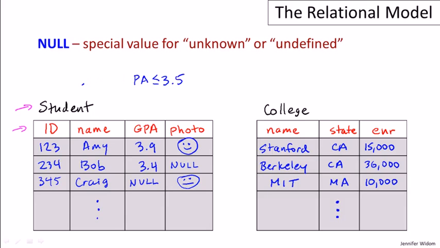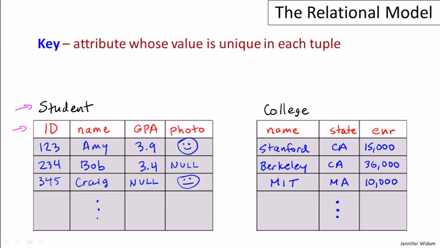Let me erase this now, and let's move on to our next concept, which is the concept of key. Key is another important concept in relational databases, and a key is an attribute of a relation where every value for that attribute is unique. So if we look at the student relation, we can feel pretty confident that the ID is going to be a key. In other words, every tuple is going to have a unique value for ID.